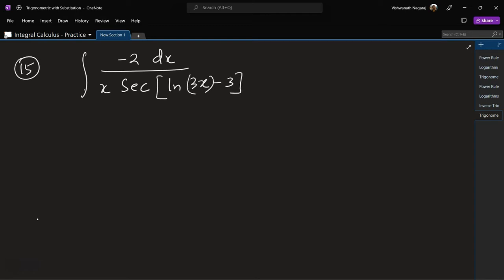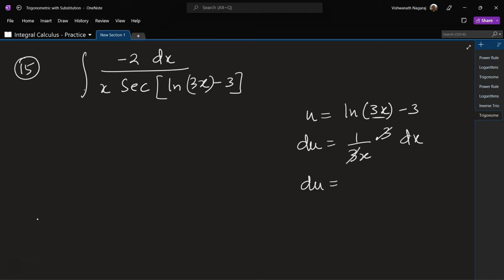15th one, integral of minus 2 dx by x sec of natural log of 3x minus 3. Okay, so we are changing gears again. Now let's do the substitution. Let's say u is equal to natural log of 3x minus 3. Differentiating it, we get 1 by 3x times, differentiating the 3x, we get 3 dx. So 3 and 3 cancel. So du is equal to 1 by x dx.